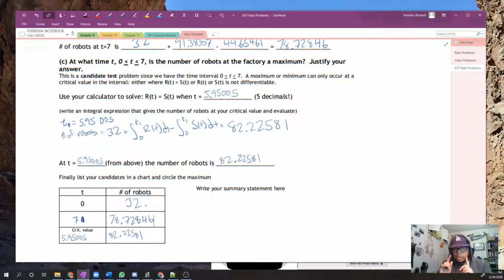All right, one of those three numbers has to be the maximum, and one of those three numbers has to be the minimum. And I think you can see which one is our maximum. This guy is our winner. That's our max. This is our min. Read the question. Make sure you answer what they're asking. At what time t is the number of robots in the factory a maximum? So the number of robots in the factory is a maximum at t equals 5.950.